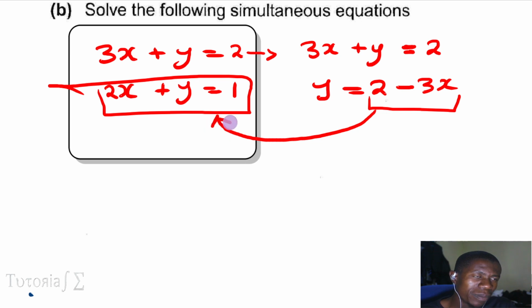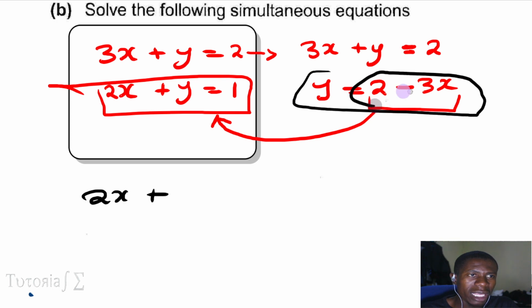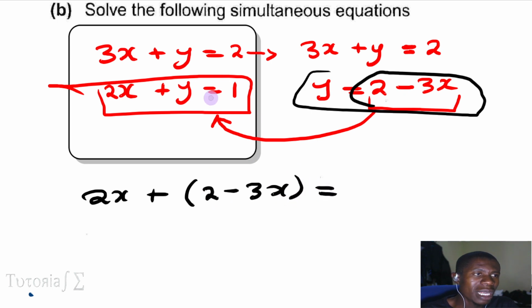equation here. Okay, so this equation here I'll write in black. So that is, we have a 2x plus, where there is y, we're going to replace with this, because y is 2 minus 3x. So open brackets, here where there is y, we're replacing with this, which is 2 minus 3x. Then there is an equal to sign there, and this is equal to 1. Okay, so from here we simplify. So we learned how to solve an equation.